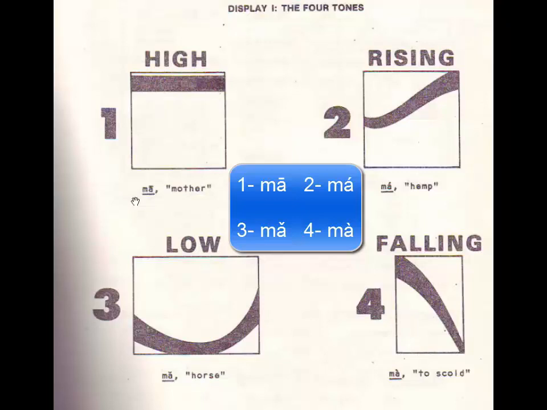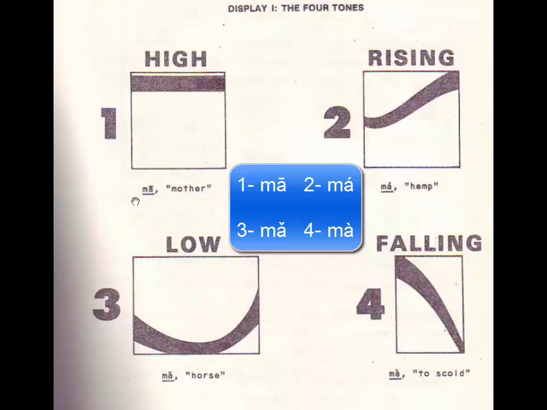The first tone is called the high tone. Its pitch is near the top of the speaker's range, and its contour is level, as you can see in the display. Listen to the high tone word, which means mother. Ma, ma, ma. Actually, this is not an independent word. It's an element in words such as mama, which means mommy. By the way, the weak 2nd syllable in mama is not in one of the 4 tones. It's said to be toneless or in the neutral tone. We'll take this up in the 6th tape.